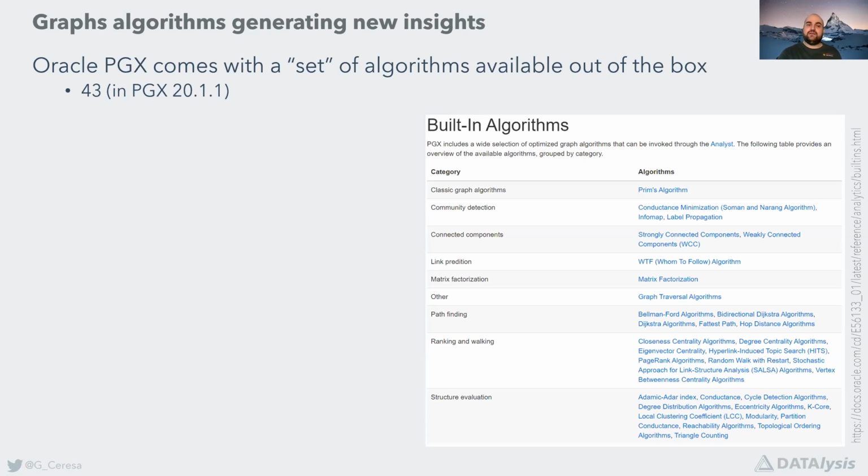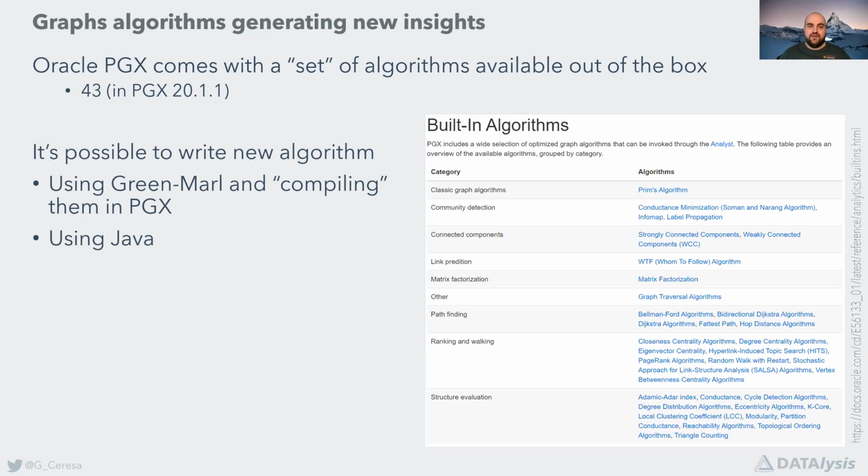If you don't find what you need, no problem, write it. You can write it in Green-Marl. It's a language to write graph algorithms. You then compile it and use it in PGX. Or an easier option, you can use Java. PGX at the very beginning was using Green-Marl algorithms. Now they have all been written in Java. And if you go in the documentation, for most of the out-of-the-box algorithms, you can actually find the Java code. So you can easily customize that code, compile it, and you have your own custom algorithm. As simple as that.